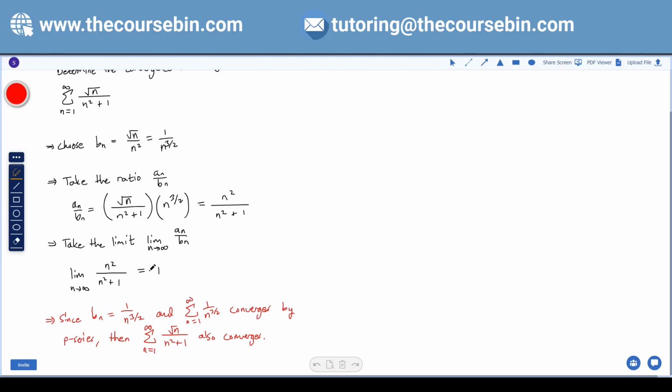Right? So that's the idea behind the limit comparison test. It tells you whether both series converge or diverge, and if you already know that one of them converges, then that means both of them converge.